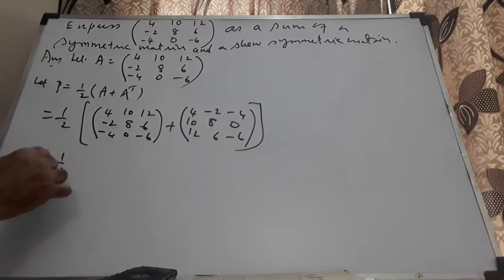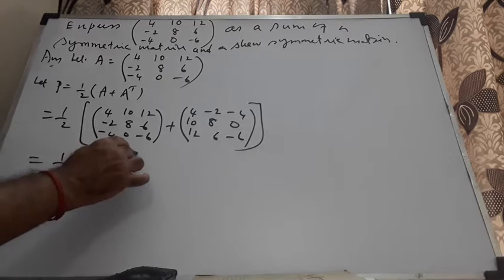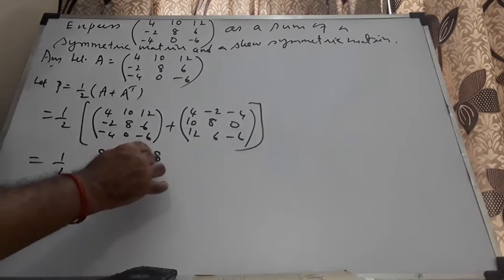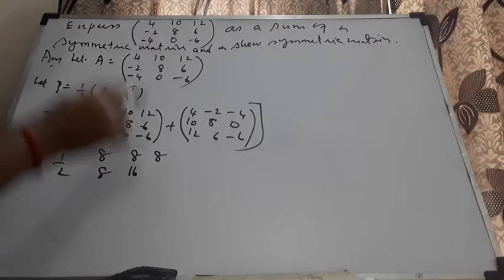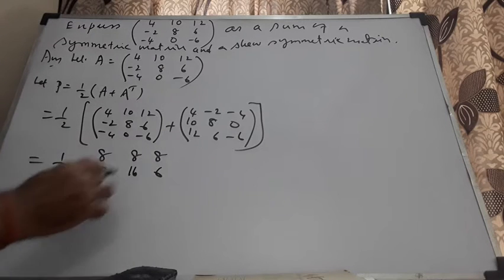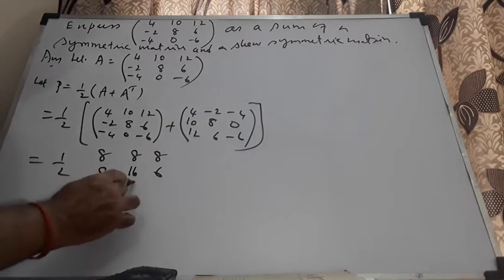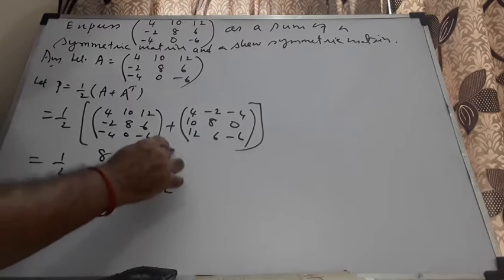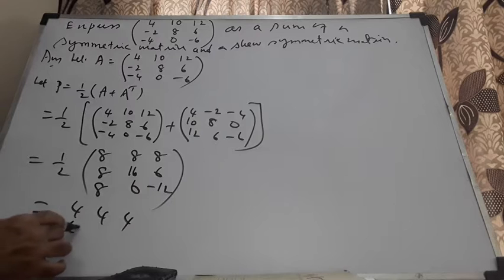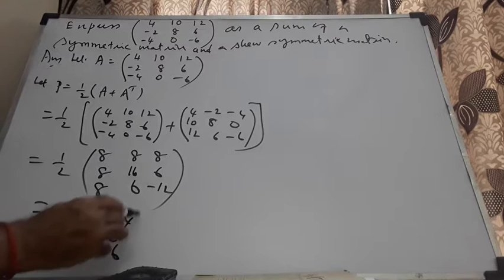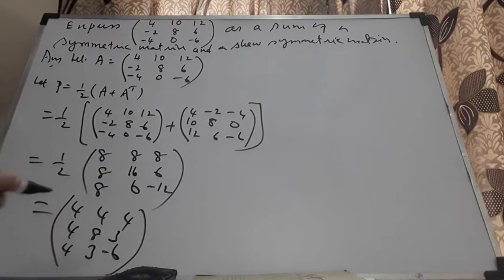Adding: 4 plus 4 is 8, 10 minus 2 is 8, 12 minus 4 is 8, 10 minus 2 is 8, 8 plus 8 is 16, this is 6, this is 8, this is 6, this is minus 12. Division by 2 gives you 4, 4, 4, 4, 8, 3, 4, 3, minus 6.